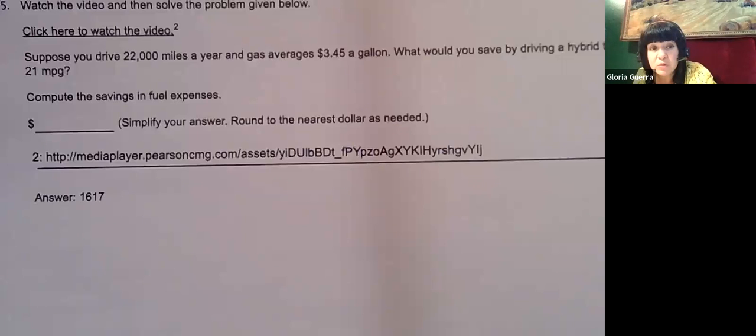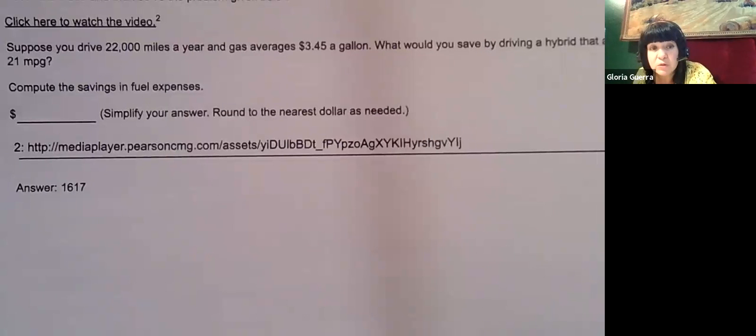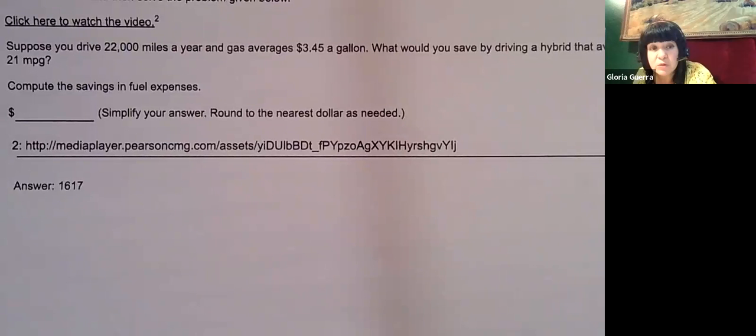Suppose you drive 22,000 miles a year and gas averages $3 a gallon. What would you save by driving a hybrid that averages 38 miles per gallon versus an SUV that averages 21 miles per gallon? Compute the savings in annual fuel expenses. Round to the nearest dollar as needed.